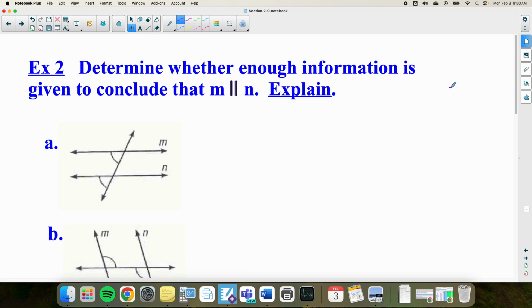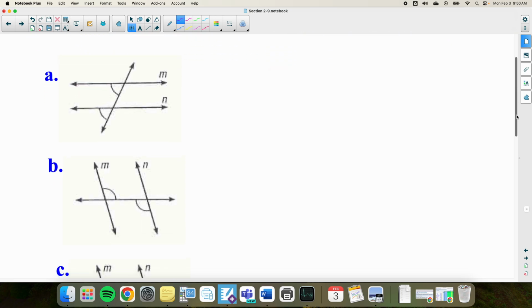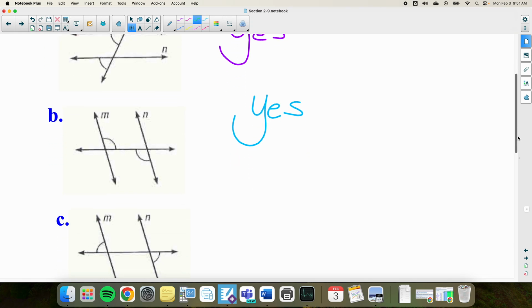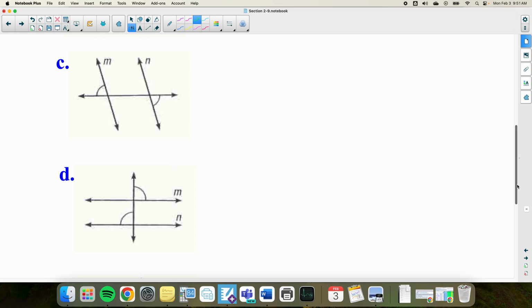Alright, so I think this next page is like that too. So same thing, we're just gonna say yes or no. What about A, what kind are those? Corresponding. Do we want corresponding to be equal? Yes. How about B, what kind are those? Alternate interior. And we want those to be equal, so this one is a yes, okay. C, if I look at that, what kind are those? Alternate exterior. Do we want those equal? Yes. Okay. Then D.